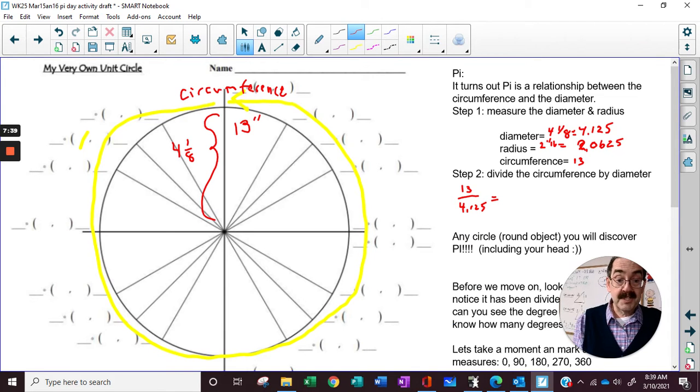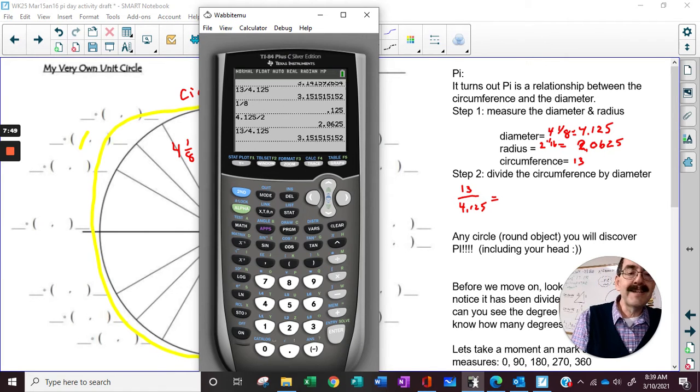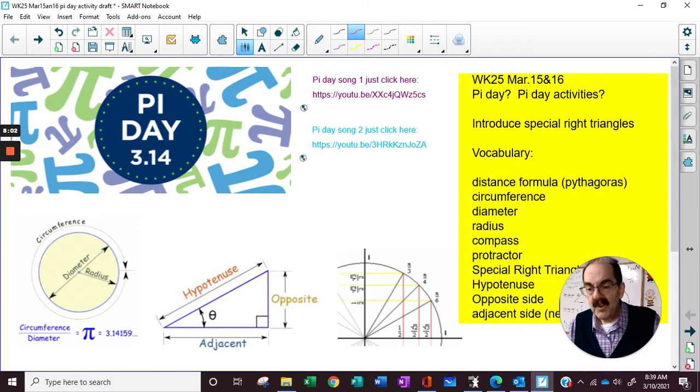It's going to be 3 point something, isn't it? So let's do it. 13 divided by 4.125. Ding, ding, ding. 3.15. Pretty close. Let's do a couple decimals. 3.1515. And if you noticed over here, 3.14159. We're not too far off. That was kind of fun.